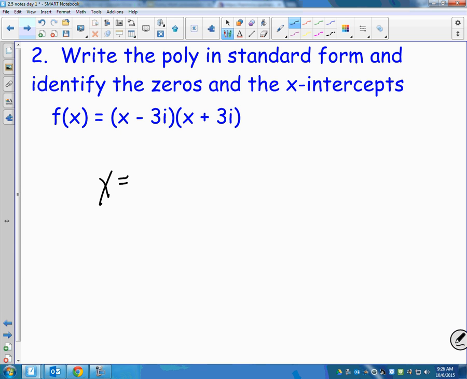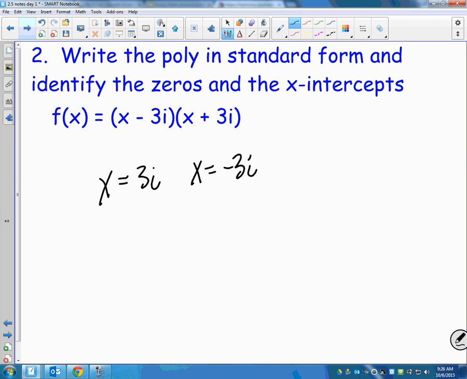X equals 3i, negative 3i. If I graphed this equation, would those show up as x-intercepts? So they are the same except when they're what kind of zeros? Imaginary, right? When they're real solutions, real solutions are going to cross the x-axis. Are imaginary solutions going to cross the x-axis? If I graph this equation, those aren't going to cross there.